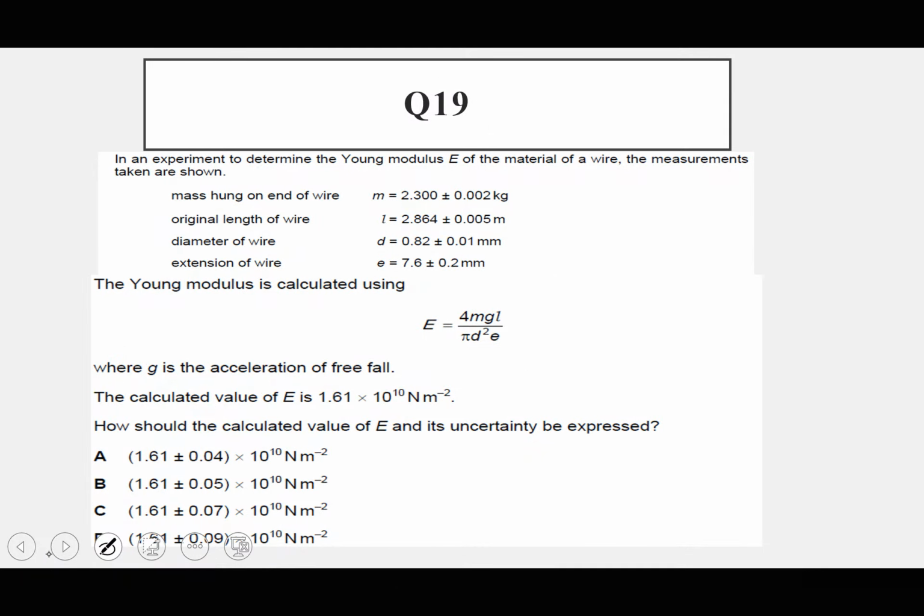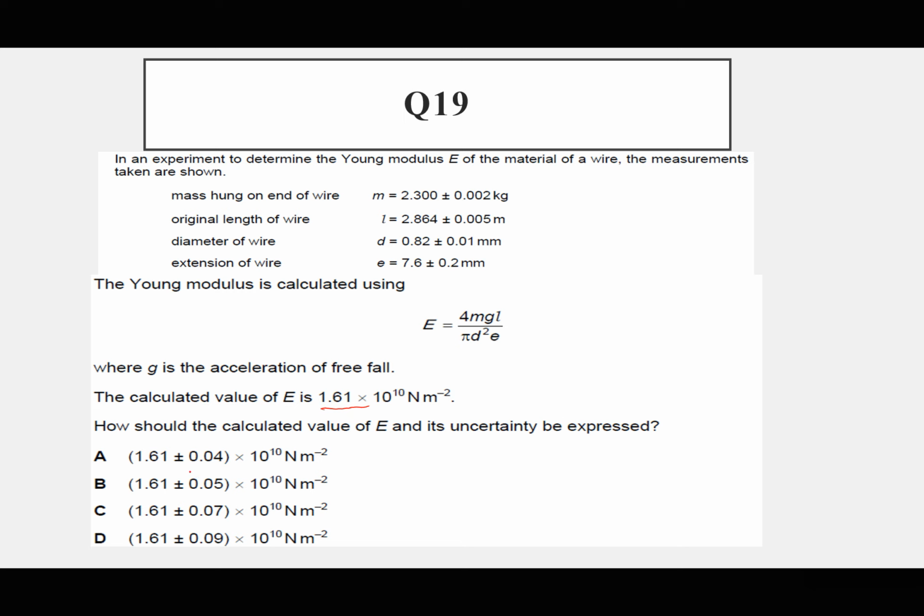Question 19 gave us the mass, the original length, diameter, extension, and the expression for Young's modulus. They told us that the calculated value of E is 1.6 times 10 power 10 newtons per meter squared. How should the calculated value of E and its uncertainty be expressed? The calculated value is there, we don't need to calculate it again. All we need is to find the uncertainty.